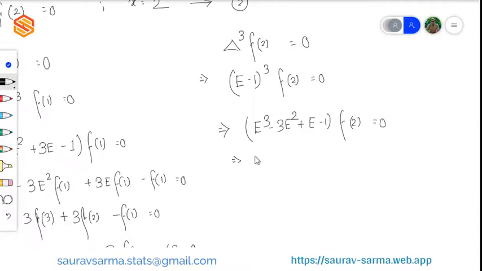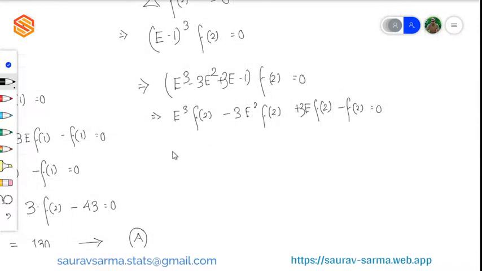So this is equal to E cube f of 2 minus 3 times E square f of 2 plus 3 times E f of 2 minus f of 2 is equal to 0. Right, so this is equal to again, f of 2 with 3 added, so f of 5 minus 3 times f of 4 plus 3 times f of 3 minus f of 2 equal to 0.